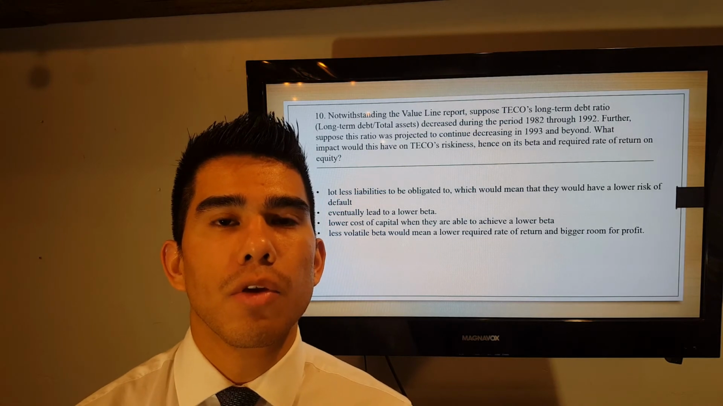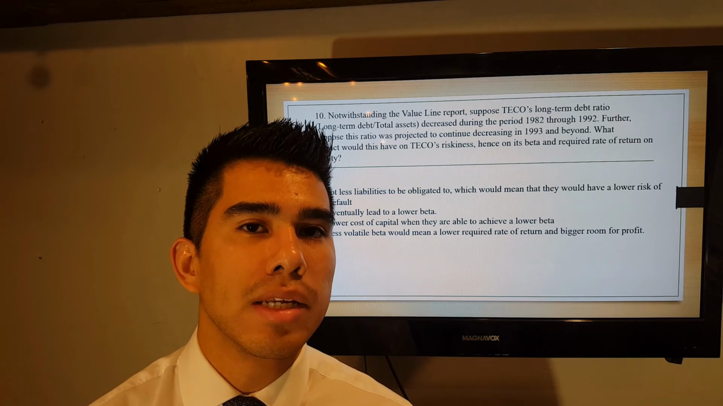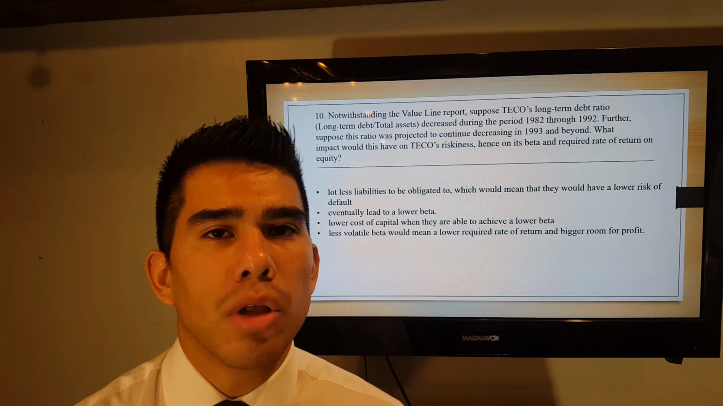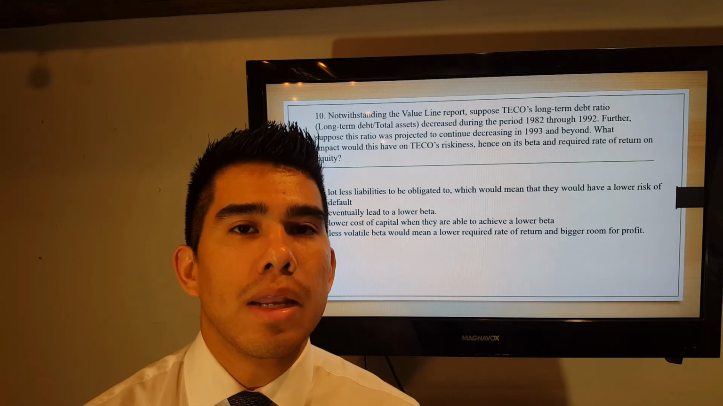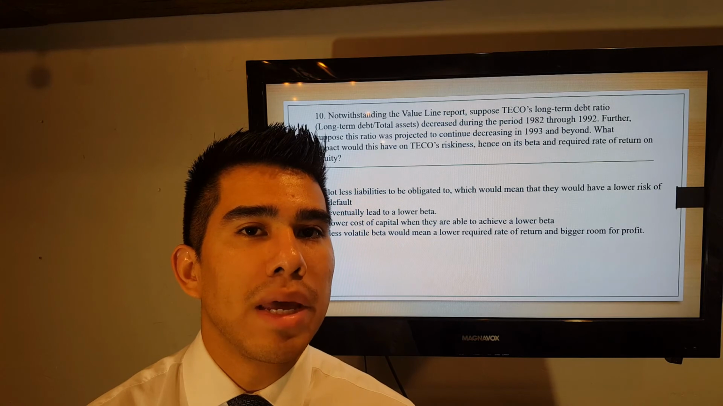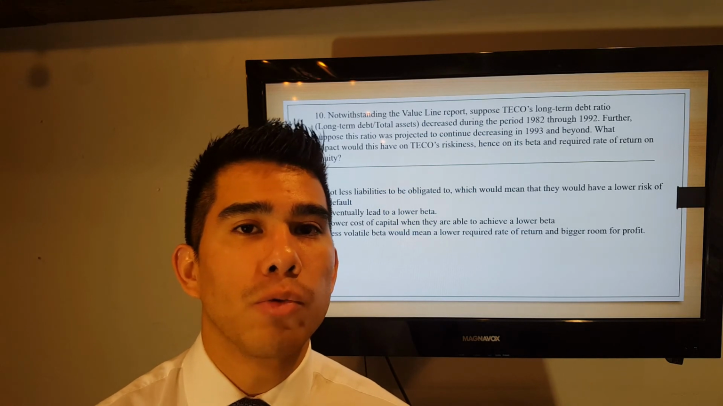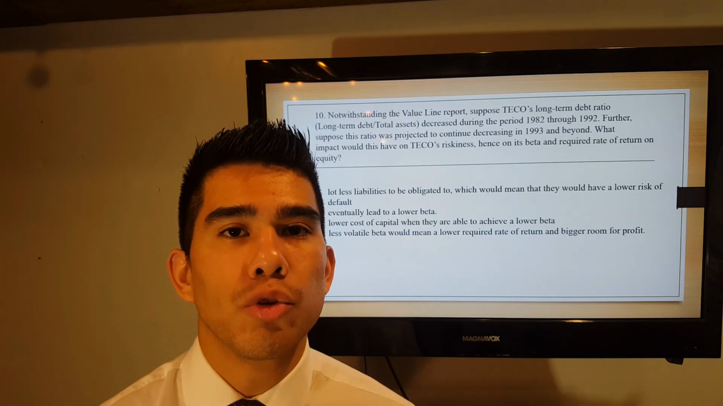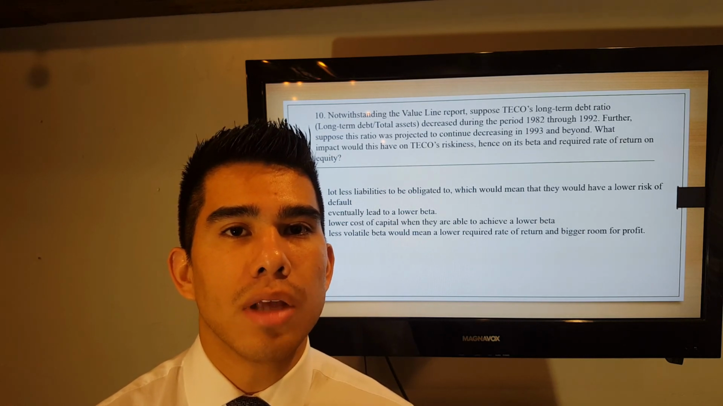Question 10 gives us a scenario where TECO's long-term debt is decreasing and it is looking to decrease further into the future. Now, whenever we think about long-term debt decreasing, that is a good thing, at least for your cost of capital. Now, when you have a really good cost of capital, that means your beta is usually very low. And less volatility also means less required rate of return. And with that, you get a larger room to make profit. And overall, that's a very good thing for TECO's stock and TECO firm.